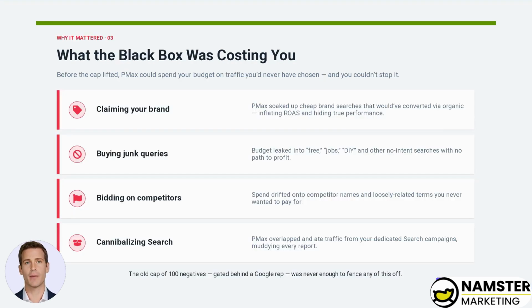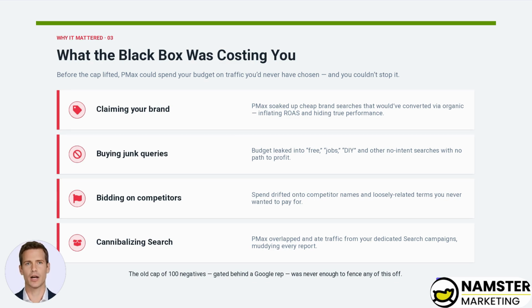To appreciate the new cap, we must look at what the black box was costing you. Without sufficient negatives, PMax often claimed your brand traffic, soaking up cheap brand searches that would have converted organically. This inflated your ROAS while hiding true prospecting performance. It also leaked budget into junk queries, terms like free, jobs, or why, which have no path to profit. Furthermore, the algorithm frequently drifted into bidding on competitor names or loosely related terms that you never intended to pay for. Perhaps most damagingly, PMax often cannibalized your dedicated search campaigns, overlapping with your manual keywords and muddying your reporting.